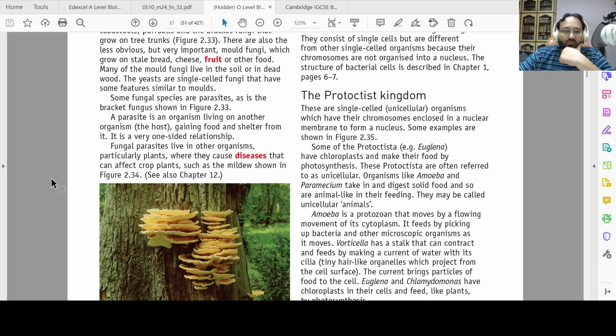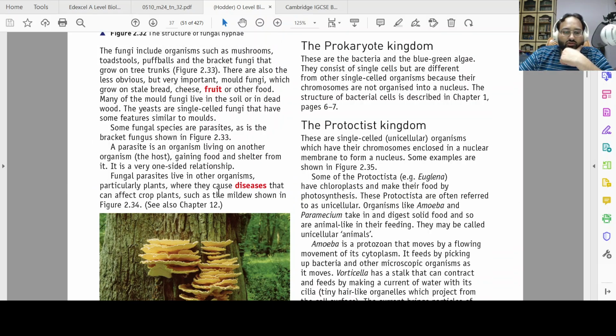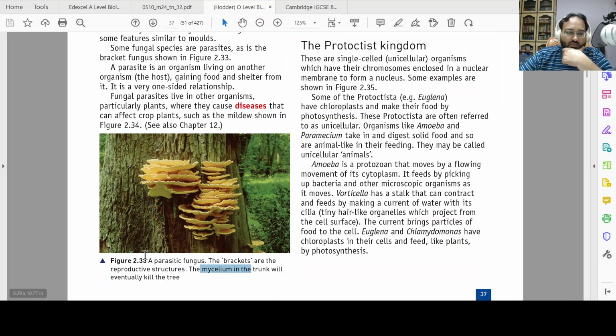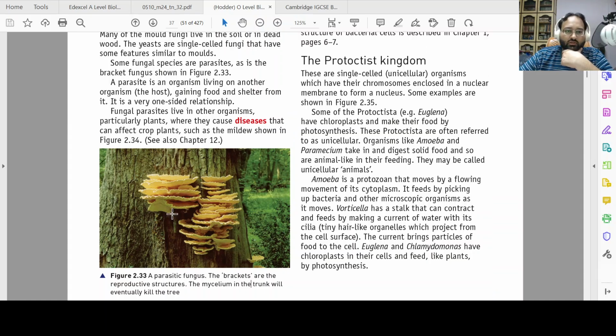Okay. So what's happening over here is that the hyphae or the mycelium are growing inside the tree. They are eating the tree from the inside, and if it dies from the inside, obviously the whole tree will die, right? So they look interesting, they are interesting, but they're also parasitic, so they're actually harming the tree.